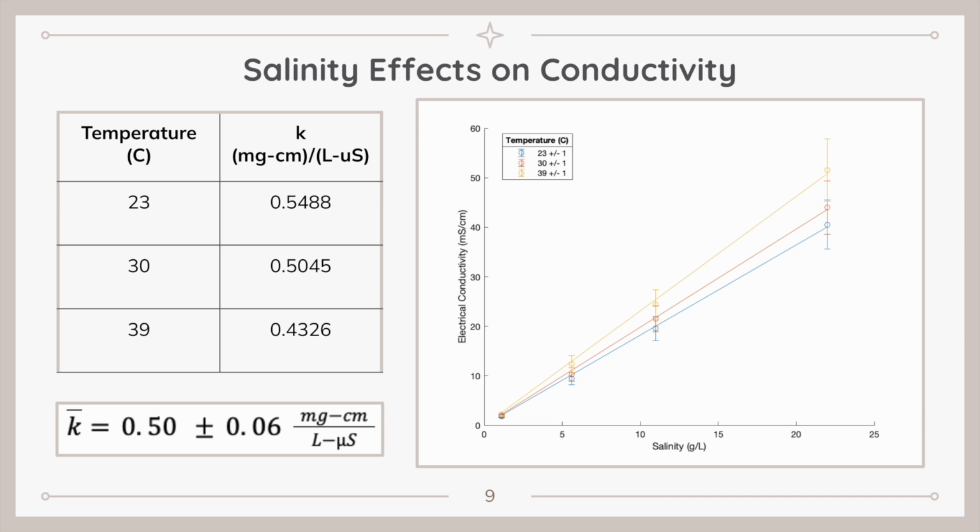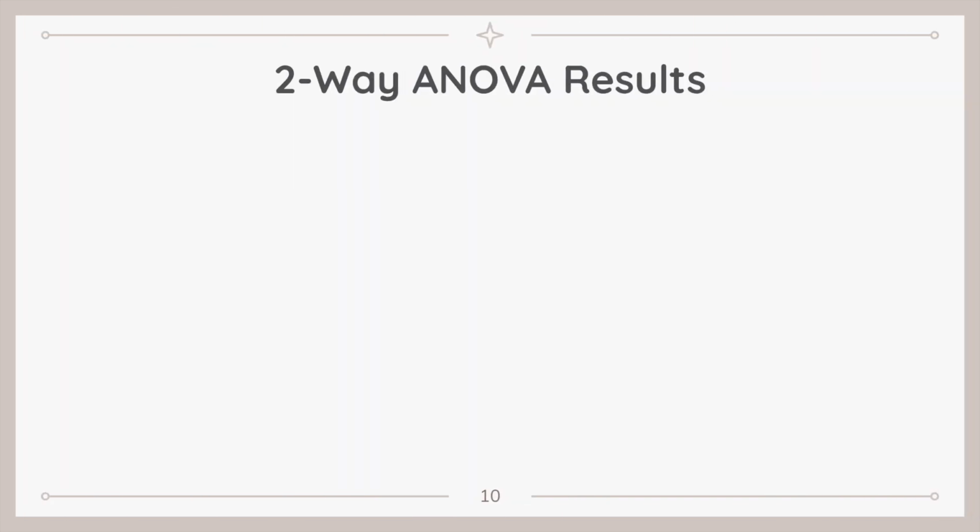We fitted our second theoretical equation to this data and found our parameter of K to be approximately 0.5 plus or minus 0.6 milligram centimeters per liter microsiemen. As you can see in the variability in K for each temperature range, K is likely temperature dependent. Next up, we have our two-way ANOVA results.